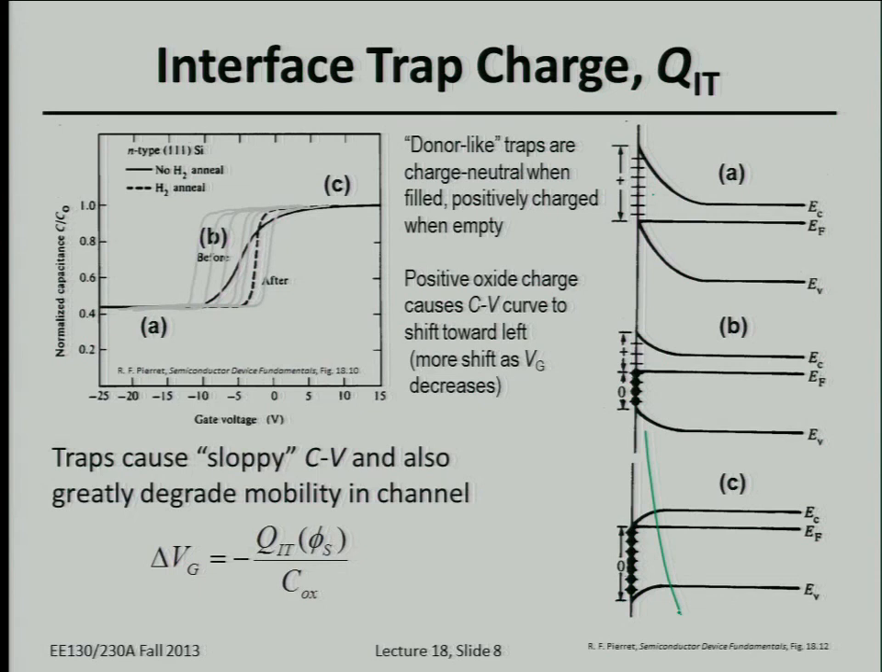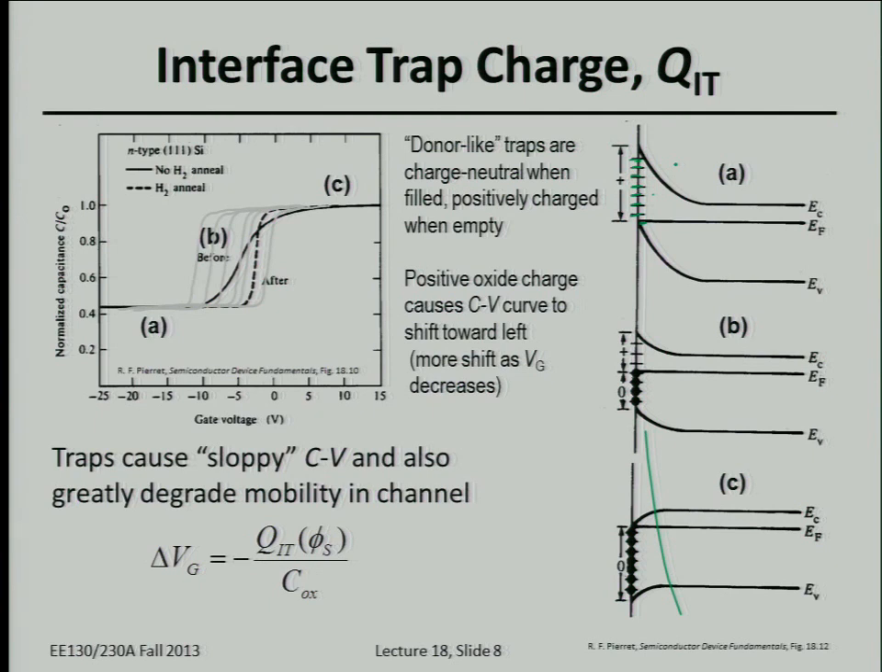So the surface is p-type. That means the Fermi level is close to the valence band edge. So if there are allowed energy levels at the oxide silicon interface due to dangling bonds, they will be mostly empty. Does that make sense? Remember, the Fermi level determines that most states below the Fermi level are filled, and most states above the Fermi level are empty.